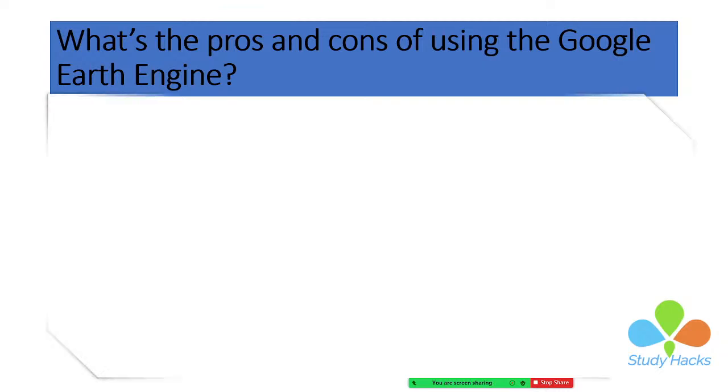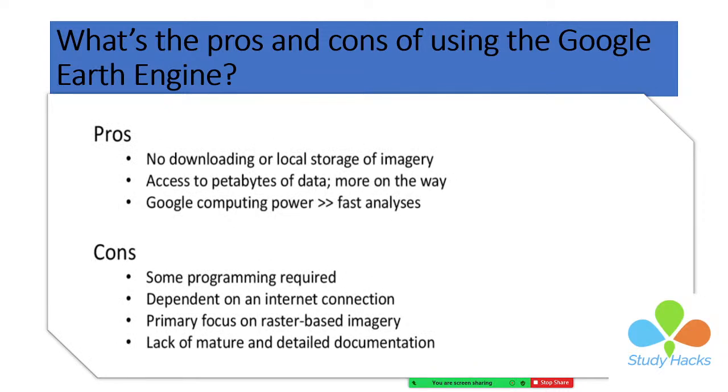First of all, you don't have to struggle with finding the data set and downloading what you need, since everything is available online. You don't need to download any satellite imagery or keep local storage of imagery. You can access petabytes of data or more, and the computing power is very fast. It also has a disadvantage: you should have some programming knowledge.